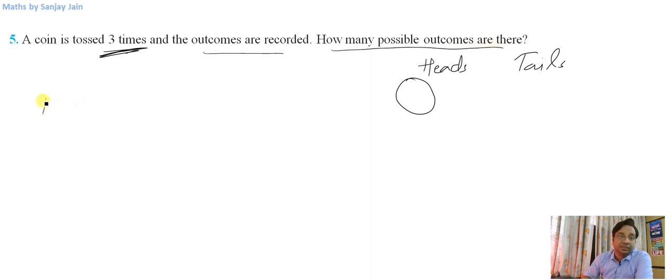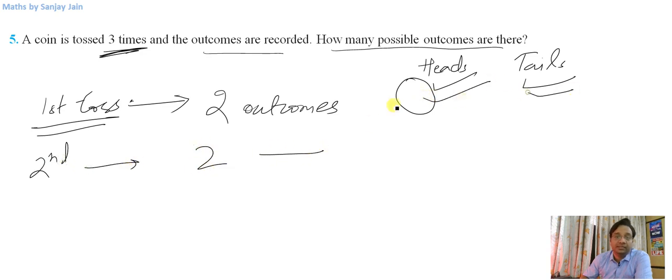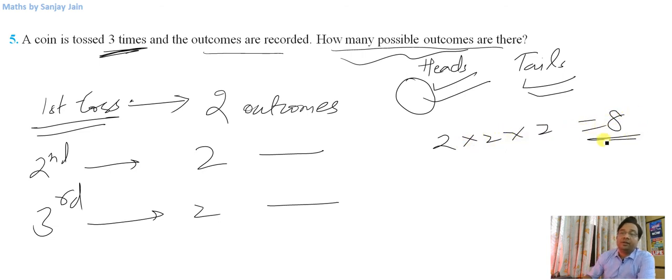So first toss, what is the possible number of outcomes? 2 outcomes can be there. Either it can be heads or it can be tails. Second toss, another 2 possible outcomes, heads and tails. Third toss, there will be 2 possible outcomes. Now, how many total possible outcomes are there? I'll say 2 into 2 into 2. That is 8 outcomes. Why do I say that?